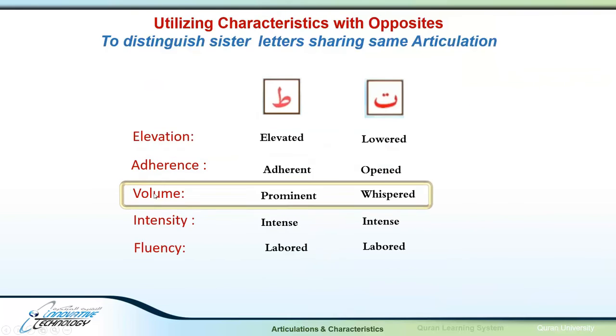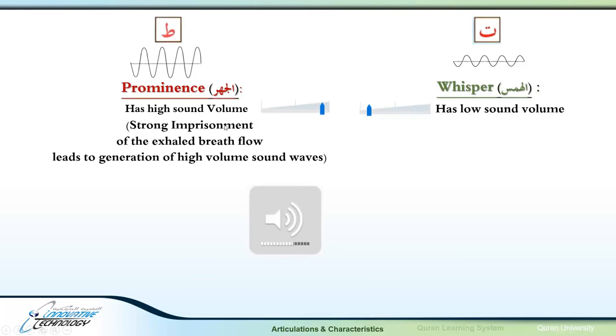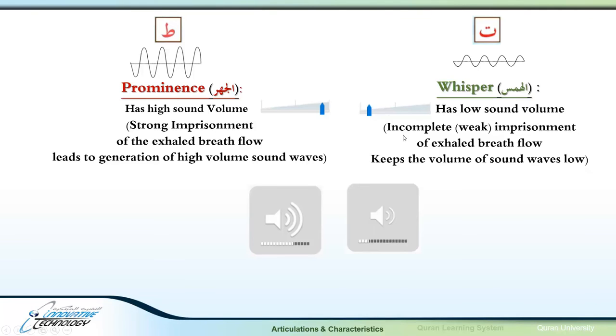Let's now concentrate on the volume characteristics of both the ta and ta. So if we look further at the ta wave and compare it to the ta wave, we realize the ta wave is more prominent and it has a higher sound volume compared to the ta wave, which has a whisper characteristic due to the low sound volume. Now, the reason for the prominence of the ta is the strong imprisonment of the exhaled air flow, leading to generation of high volume sound waves. While in the ta, the incomplete, which is basically the weak imprisonment of the exhaled breath flow, keeps the volume of the sound low.